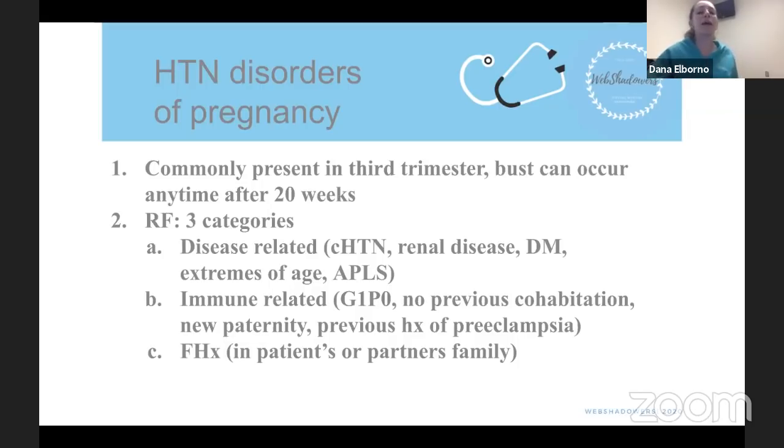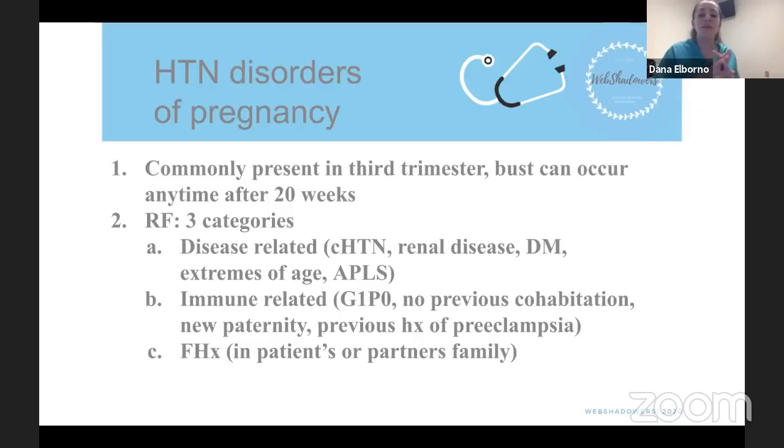The risk factors for developing a hypertensive disorder of pregnancy are related to three different categories. One being related to the disease process itself, two being related to the immune process, and three being family history. What I mean by disease related is that if a patient has a history of chronic hypertension or renal disease or diabetes, which already affects microvessels, or is at the extremes of age, either very young, less than 20 years old, or old for pregnancy, greater than 40 years old, or has a condition called antiphospholipid antibody syndrome, which is a disease of the small vessels and causes clots in small vessels where they shouldn't form, they are at higher risk for developing preeclampsia.